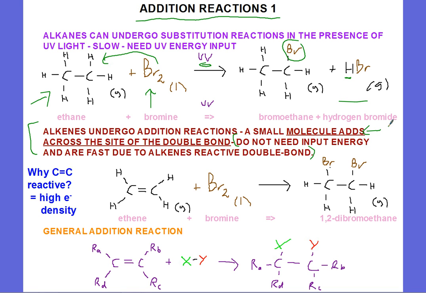Someone asked me the other day, why is it that the carbon-carbon double bond is so reactive? It's mainly because it's got a high electron density. You've got 4 electrons all closely packed together, and therefore those 4 electrons would much rather be in single bonds further apart from each other. That's why it's so reactive.